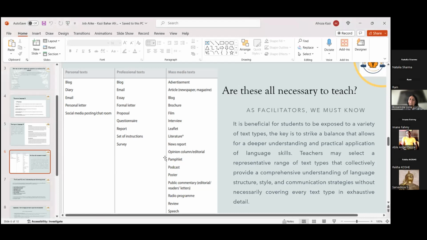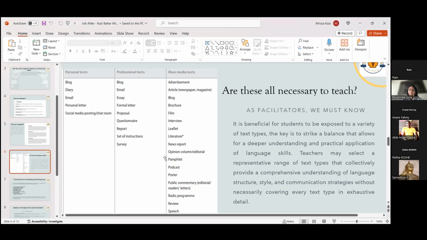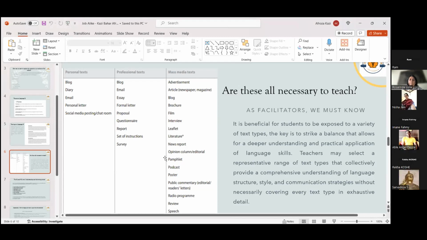One thing I have seen is that when I talk about these three types of text, it is not only applicable in teaching; it is also applicable in practical life. I think we all agree, because the blog, diary, email and personal letter, and social media posting or chat room. When we're teaching them how to do these things, we're basically preparing them to take these things to the next level, Rosalinda, if I'm not wrong. Because blogs nowadays have become a passion for so many people.